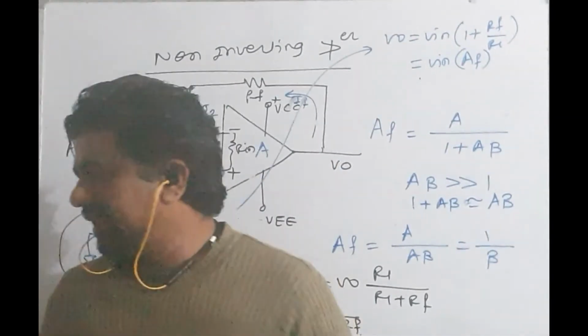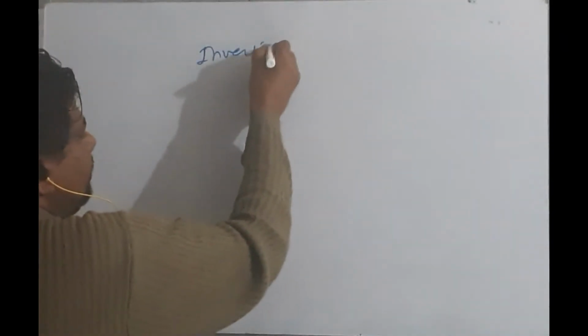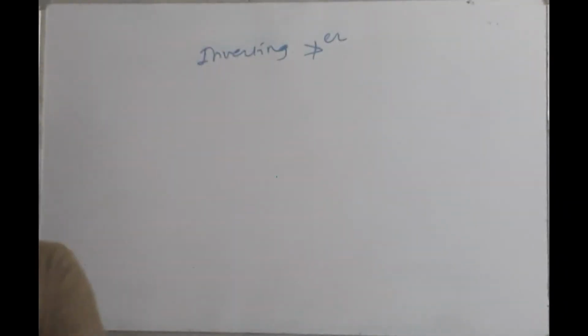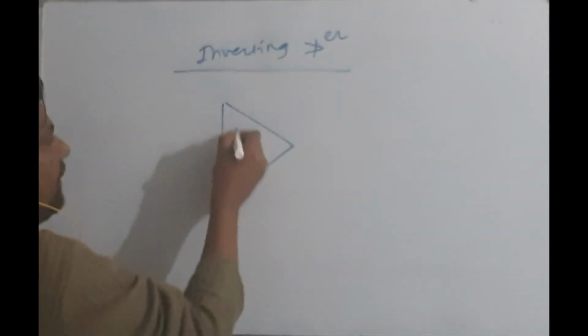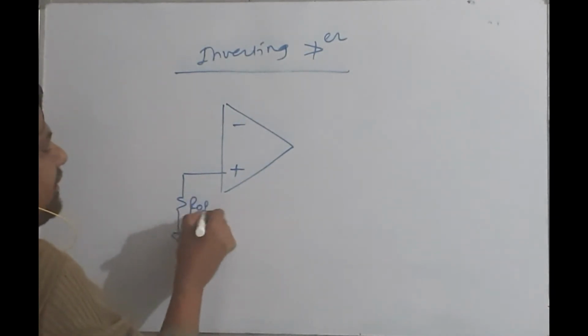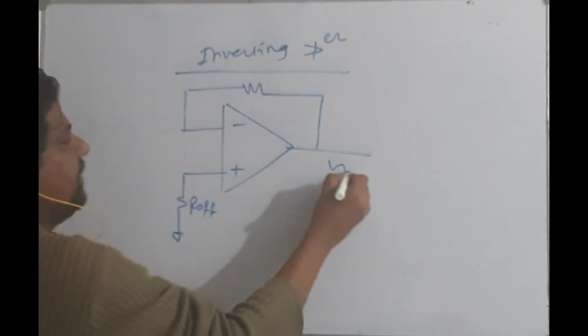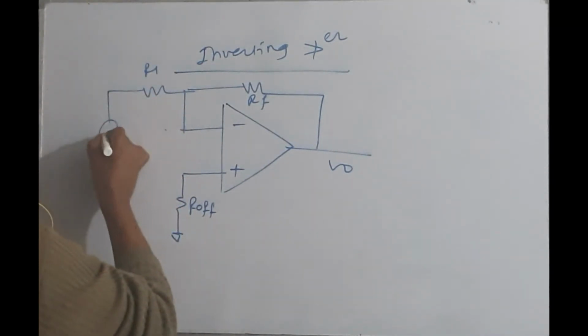So now let us discuss the inverting amplifier. What is an inverting amplifier? It will perform the operation which is the complement of the input, the invert of the input. The output will be 180 degrees out of phase with reference to the input. So I have an operational amplifier, negative, positive. This point I will use an offset minimizing resistor. This is V0, this is RF, this is R1, and here I will apply the input.